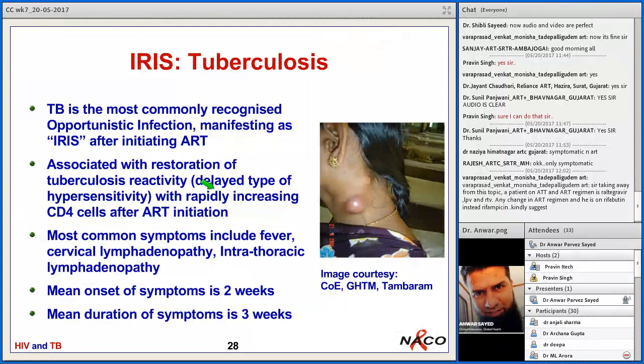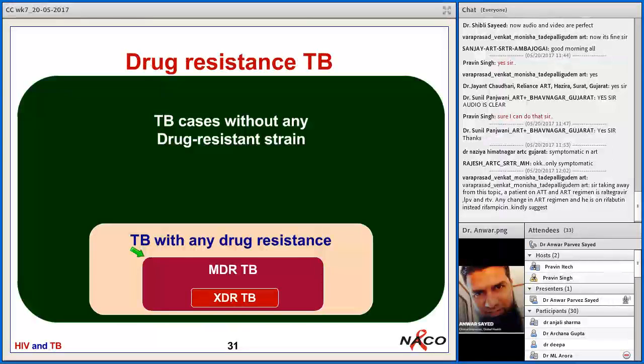IRIS in tuberculosis, we have spoken about it. Once you start treatment, there can be clinical deterioration or worsening or appearance of new signs and symptoms, for example in this case, and it is labeled as IRIS. If a patient is already on TB treatment, you need not add anything again. You can treat with steroids in such cases. But if the patient is not on TB treatment, if it is unmasking type of IRIS, then you will have to start anti-TB treatment.